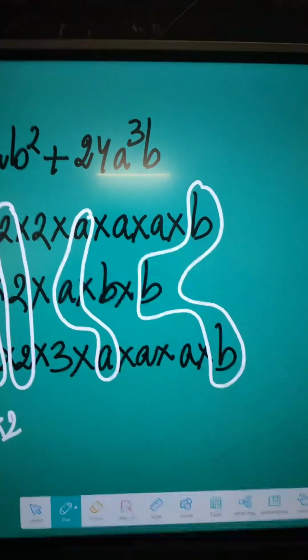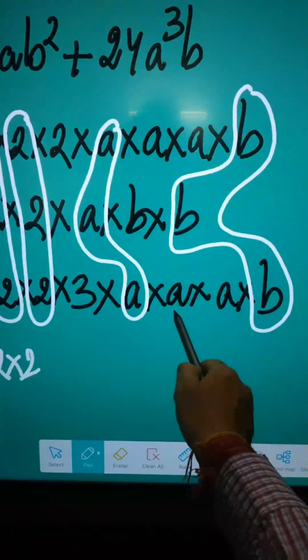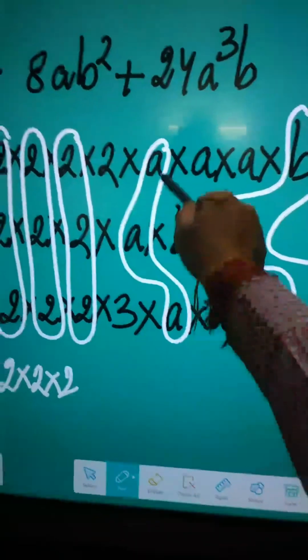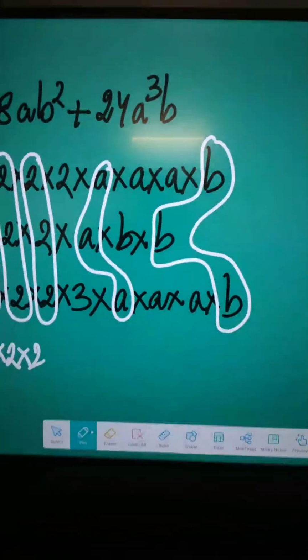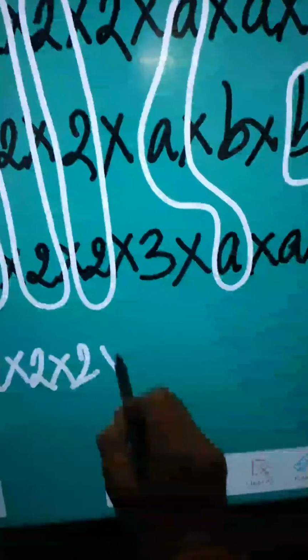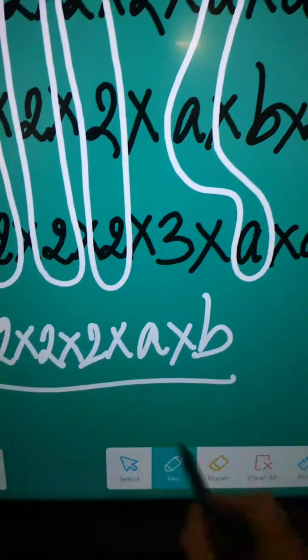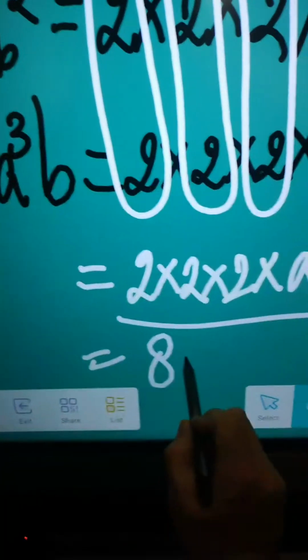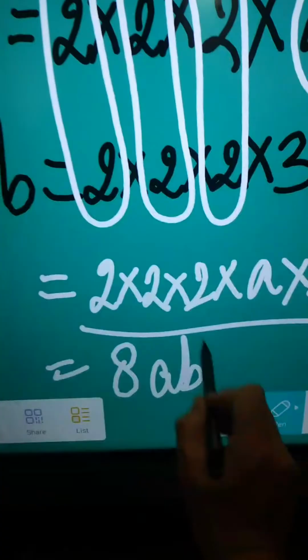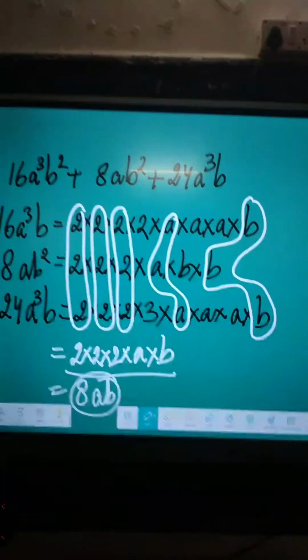And a into a, there are only 2 a's here. There is no a here. There is a here, but there is no a here. So only the part which I have highlighted as white is the HCF. So what is the HCF? It is 8 into a into b, which becomes 8ab. The HCF of the expression is 8ab.